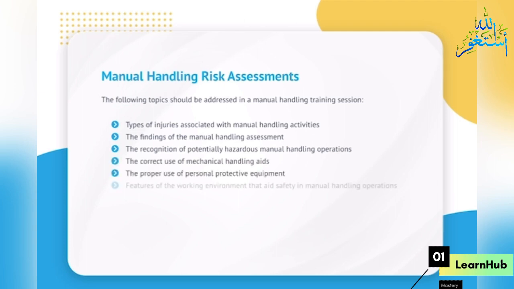Types of injuries associated with manual handling activities. The findings of the manual handling assessment. The recognition of potentially hazardous manual handling operations. The correct use of mechanical handling aids. The proper use of personal protective equipment. Features of the working environment that aid safety in manual handling operations. Good housekeeping issues. Factors that affect the capability of the individual.